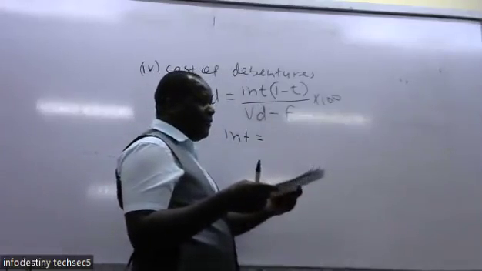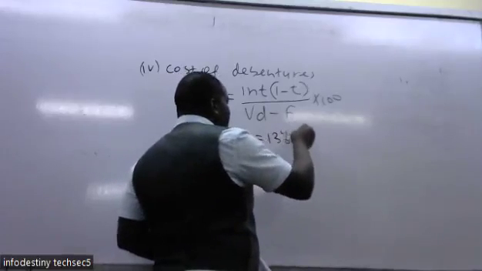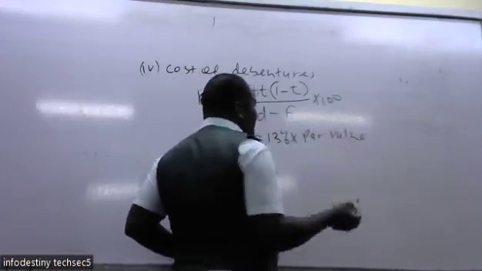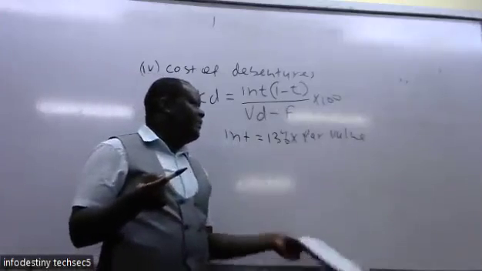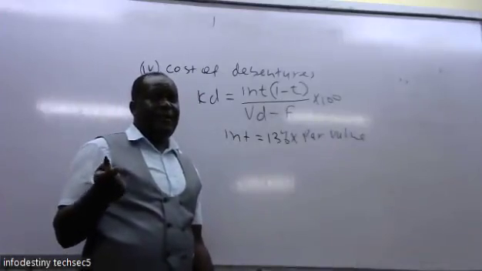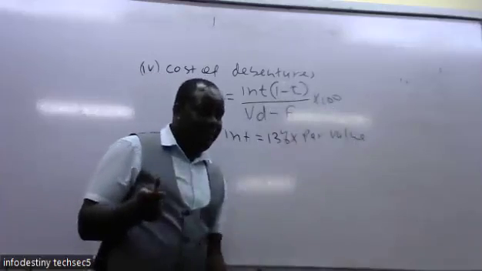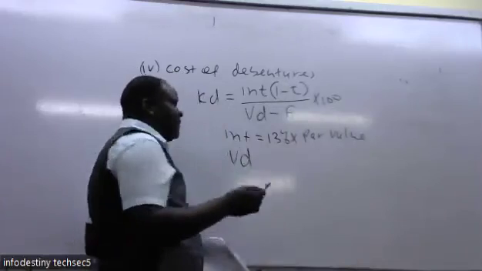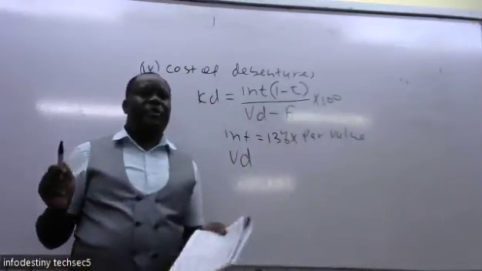The coupon rate has been given as 13%. So we take 13% multiplied by the par value. Do you remember the interest rate is calculated on the par value? So it will be 13% of the par value. The par value has not been given, so we just have 13% of the par value. Then the current value is the same as the issuing price.